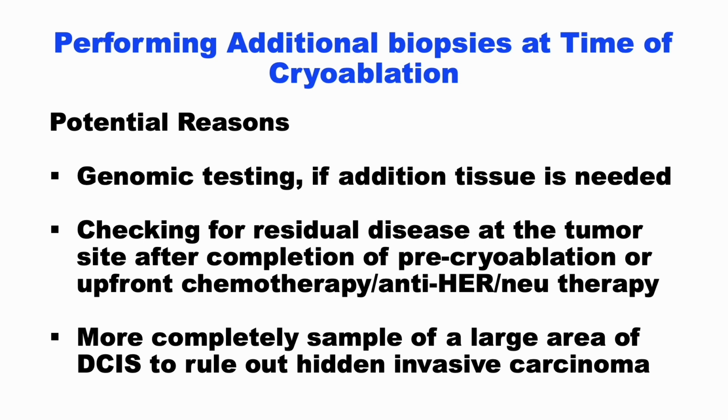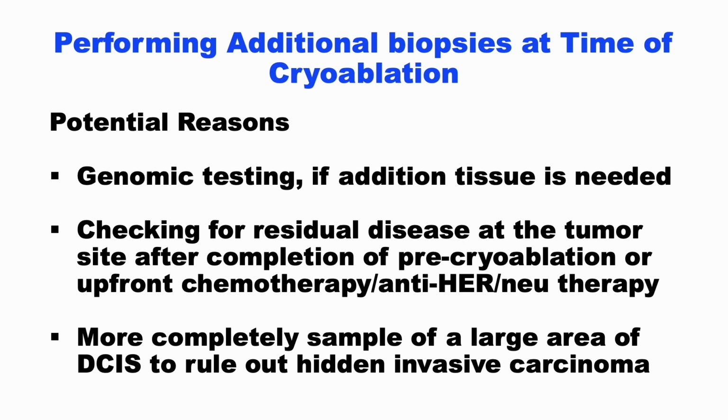So potential reasons for performing additional biopsies at the time of the cryoablation procedure include each of the following. Number one, we do it because we can potentially obtain additional tissue if needed for genomic testing. It's done to check for the presence of residual disease at the tumor site after completing upfront chemotherapy or upfront anti-HER2 therapy, because the presence of residual disease has treatment implications.